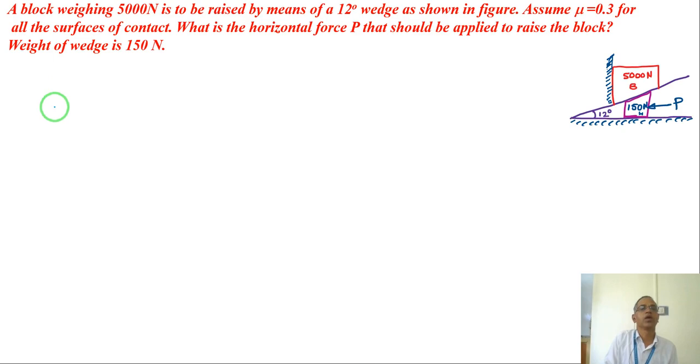Another problem. A block weighing 5000 Newton, that means 5 kilonewton here, is to be raised, meaning I have to lift this by means of a 12-degree wedge. So I have a 12-degree wedge.